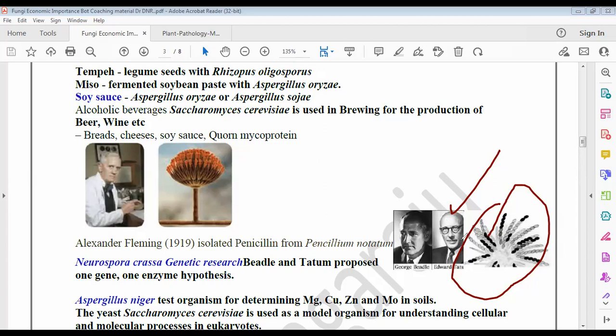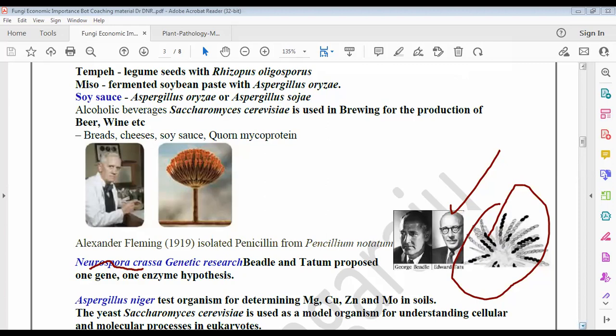That fungus is what? What is this fungus? Neurospora crassa. Neurospora crassa is used in genetic engineering for the production of proteins, enzymes, vitamins, and antibiotics. Okay, this is the initiation step.